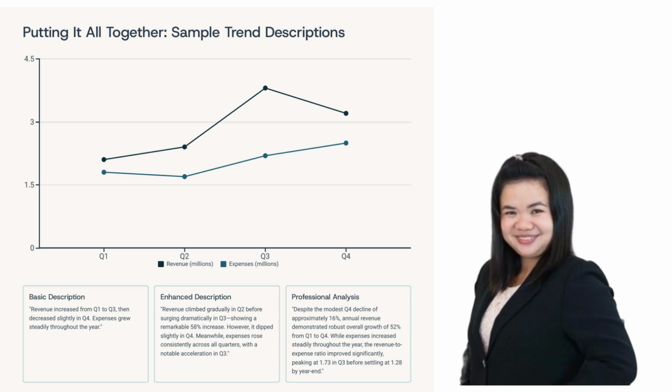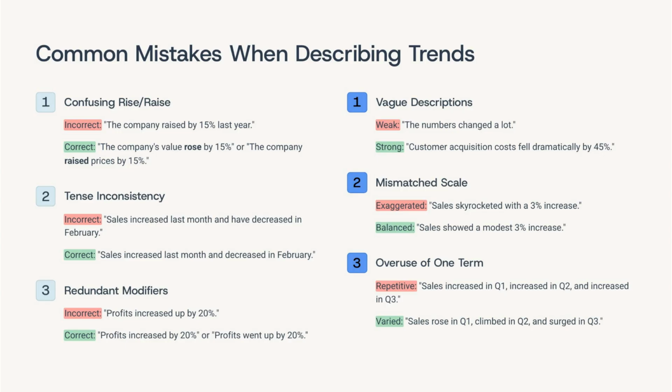You should avoid several common mistakes when describing trends. Don't confuse rise and raise. You must also avoid tense inconsistency, as you should use the same tense for a list of events. Avoid redundant modifiers such as saying increased up. You should also avoid vague descriptions like the numbers changed a lot. Be sure to use a balanced scale, as it would be exaggerated to say that sales have skyrocketed with a 3% increase. Finally, avoid the overuse of a single term, such as repeating the word increased multiple times.